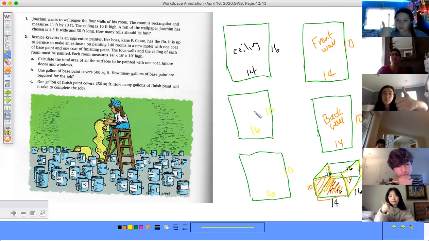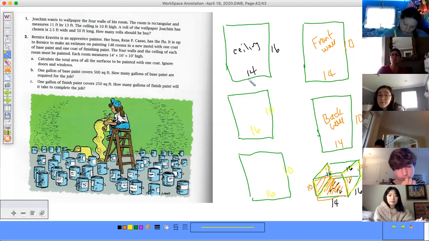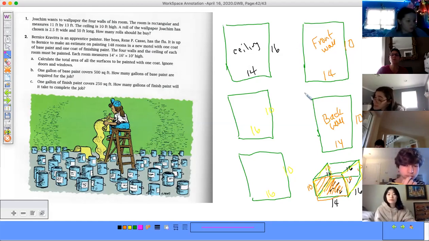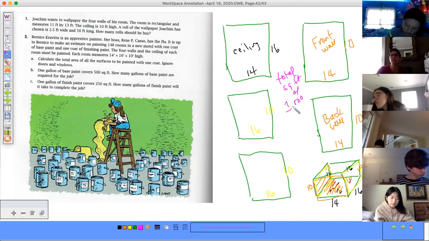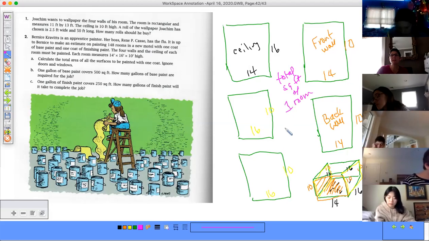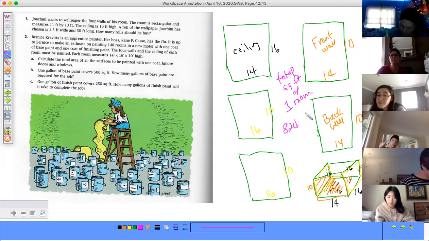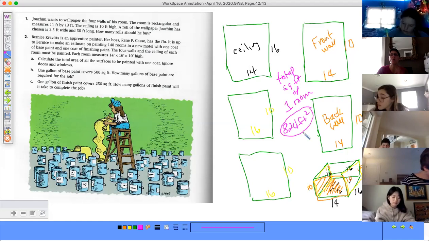Okay. So these 5 surfaces only represent 1 room. So we have to figure out what the total square footage of 1 room is. If I ask you for the total square footage of 1 room, I got 824. Does everybody agree it's 824 square feet? Yes. That's the area of 1 full room. Okay, good, so that takes care of 1 room.